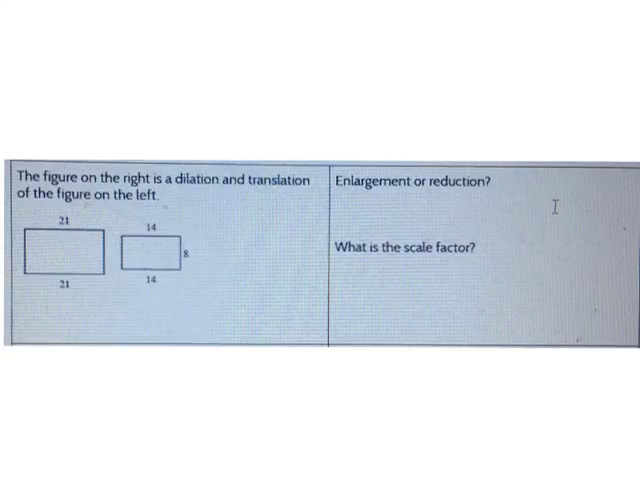The figure on the right is a dilation and translation of the figure on the left. Is it an enlargement or a reduction? The figure on the right is smaller than the figure on the left, so it's a reduction. What is the scale factor? I can calculate it by dividing.